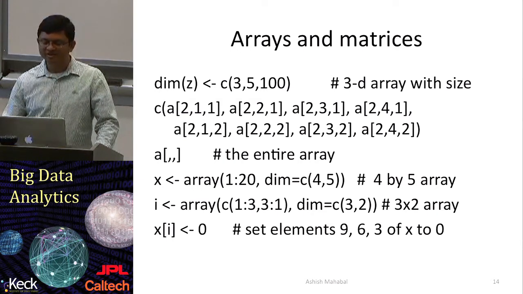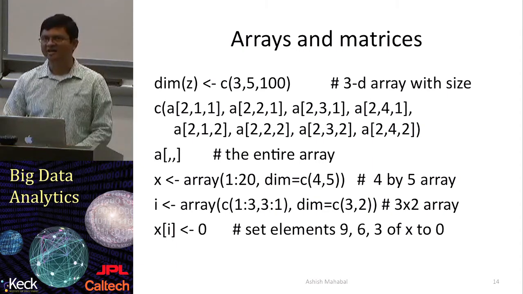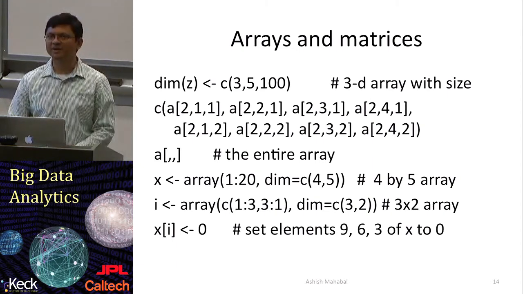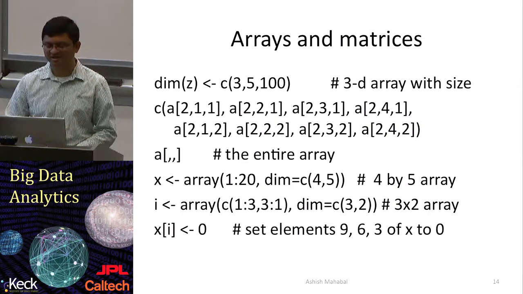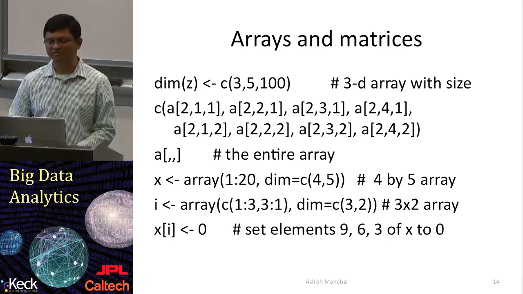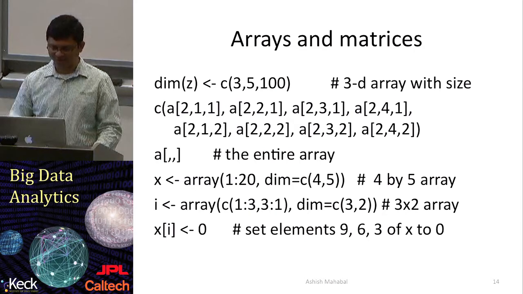And then if you say something like x of I and assign zeros to those, then what's going to happen is that the 3 by 2 array that is in I is like 3 pairs, and those 3 pairs represent 3 positions. And those 3 positions are looked up in the array called x, and it is those 3 positions that are set to 0. So in this particular case, you can work that out as an exercise. The positions 9, 6, 3 are what correspond to what we have set in I, and those values within x will get set to 0. So you can do fairly complex things in that fashion. And again, for data massaging and data munging, these functionalities are very useful.